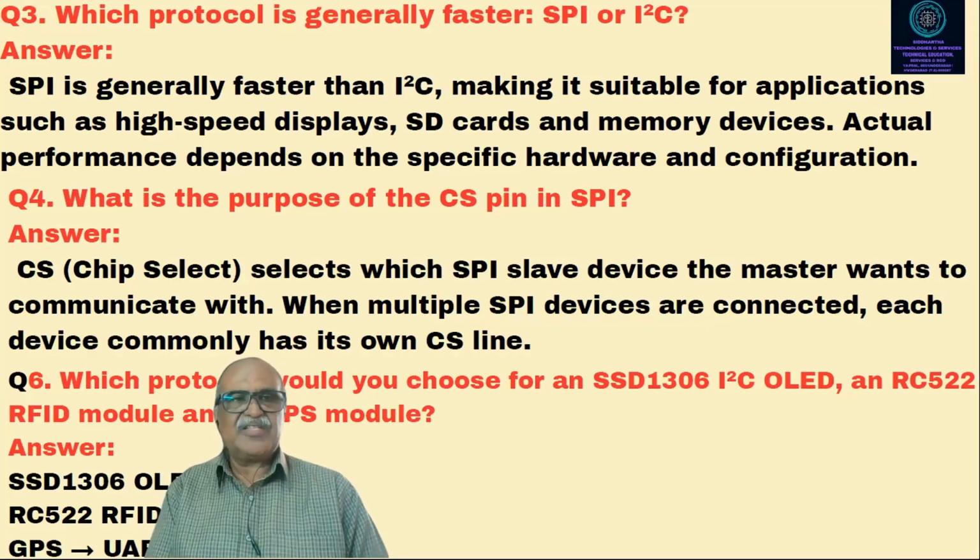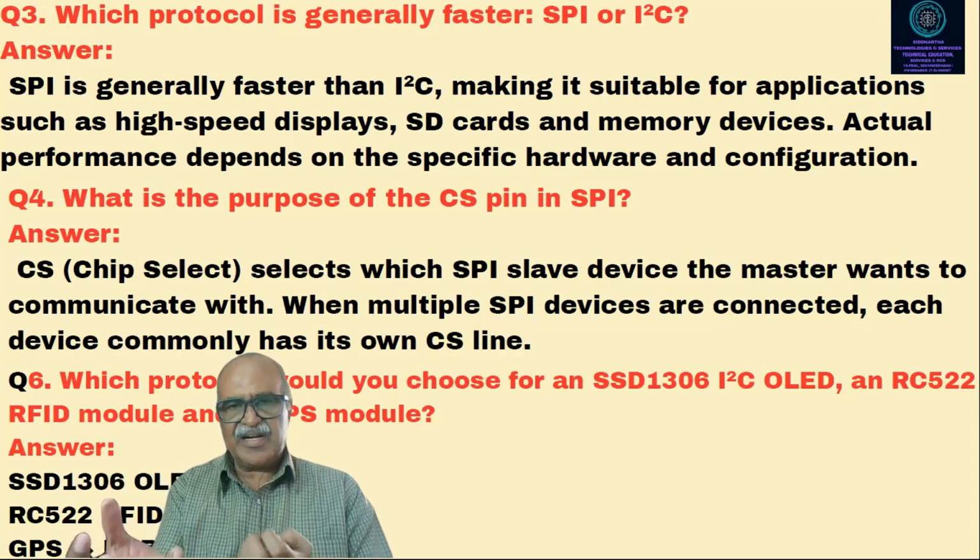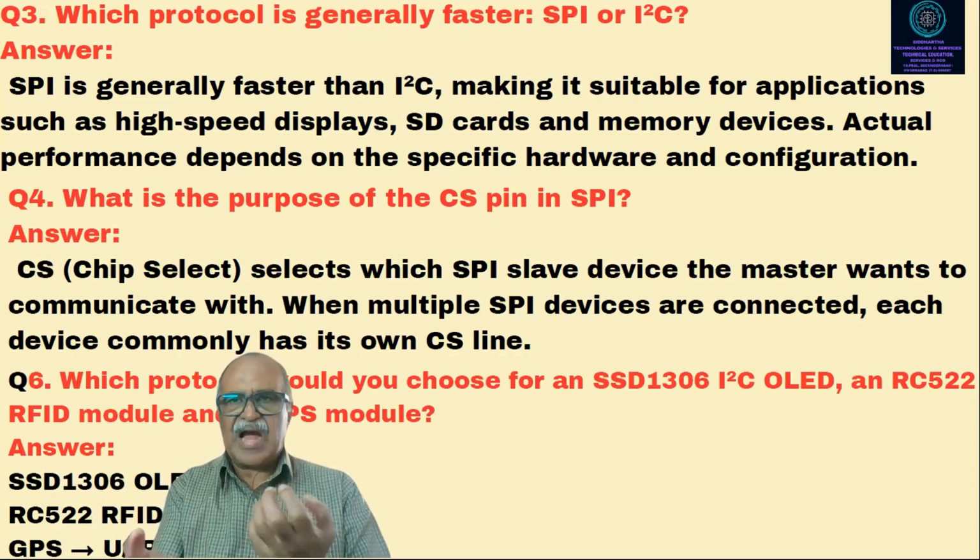Question number 3: which protocol is generally faster, SPI or I²C? Your answer is: SPI is generally faster than I²C, making it suitable for applications such as high-speed displays, SD cards, and memory devices. Actually, performance depends on the specific hardware and configuration. Please remember, this is very important. The rate of data transfer depends on the hardware, what sensor you are using. That is the meaning of it.